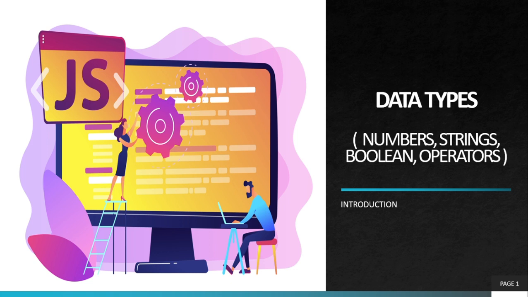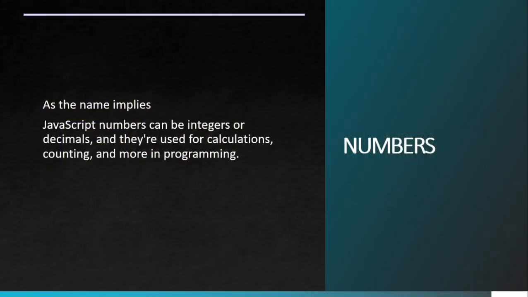Data types include numbers, strings, boolean, and operators. They ensure the smooth running of the system you are building by ensuring the right data is going to the right place. Let's go into them one after the other. First, we'll be talking about numbers. Just as the name implies, numbers. Numbers can be integers or decimals. They are used for calculations, counting, and more in programming.